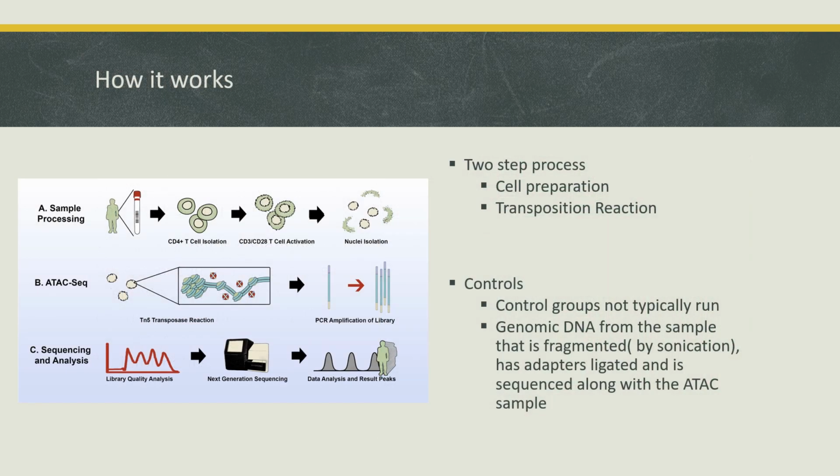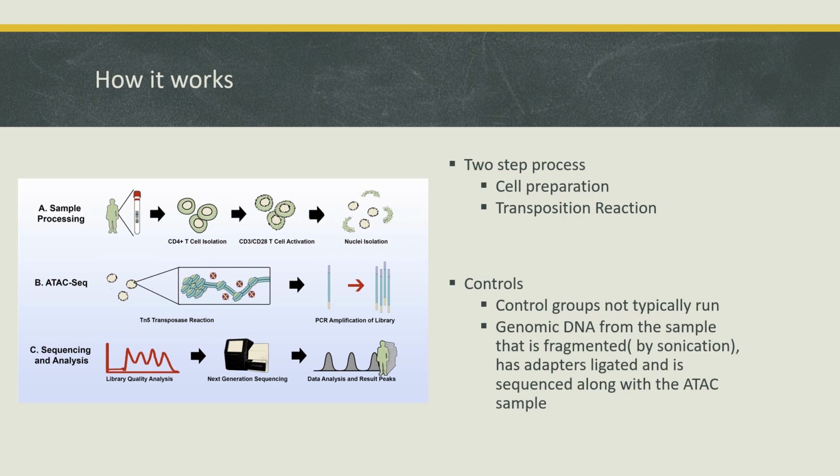ATAC-Seq is a two-step process. The first step is going to be cell preparation. The cells need to be harvested and then counted out, as the cell count is super important for this assay. The cells must also be intact and in a homogeneous single-cell suspension. Then they are lysed with non-ionic detergent to yield pure nuclei.